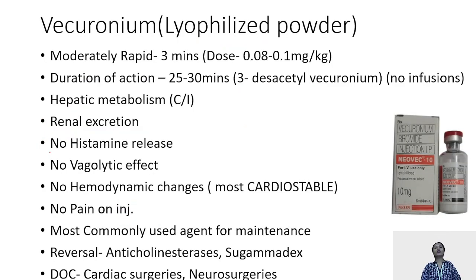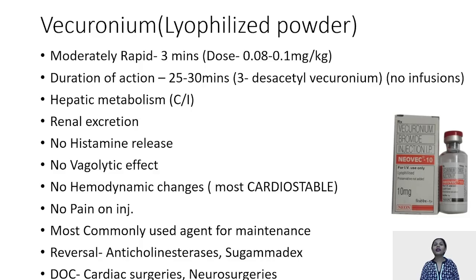Moving to the most commonly used skeletal muscle relaxant, that is vecuronium. Please remember one thing, vecuronium is not stable at room temperature. Thus, it is available in a lyophilized powder form and you have to reconstitute it. It has an intermediate onset of around 3 to 5 minutes. The dose is 0.08 to 0.1 mg per kg, with an intermediate duration of action of around 25 to 30 minutes.